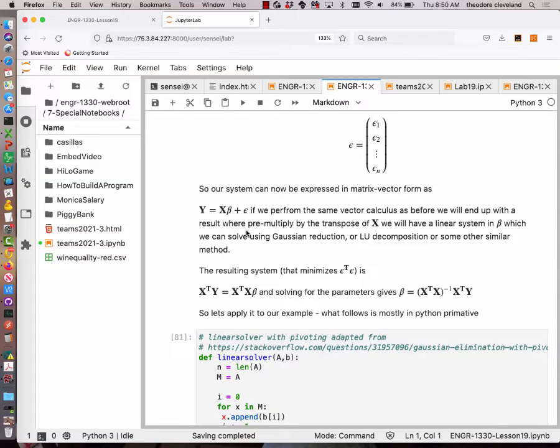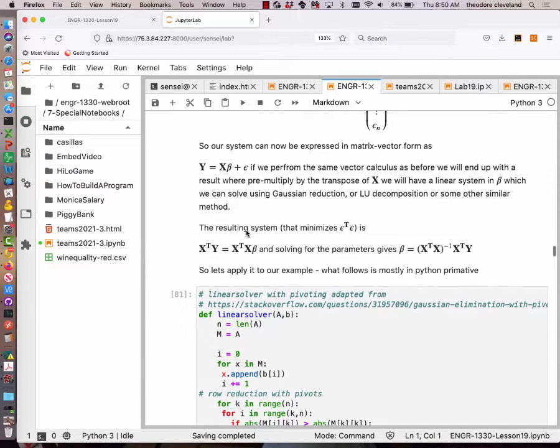And if we perform the same calculus on these vectors that we did on the summations, we'll find that what minimizes epsilon transpose epsilon, which is the same as the sum of the errors squared, is X transpose Y equals X transpose X times beta. And if we solve for beta, we have X transpose X quantity inverse times X transpose Y. So the cap X matrix, the design matrix, is known because we have observations. And the cap Y matrix is known because we have presumably paired observations.